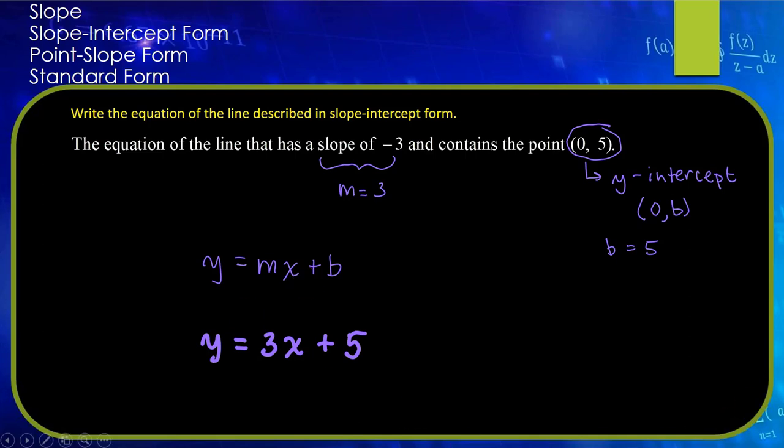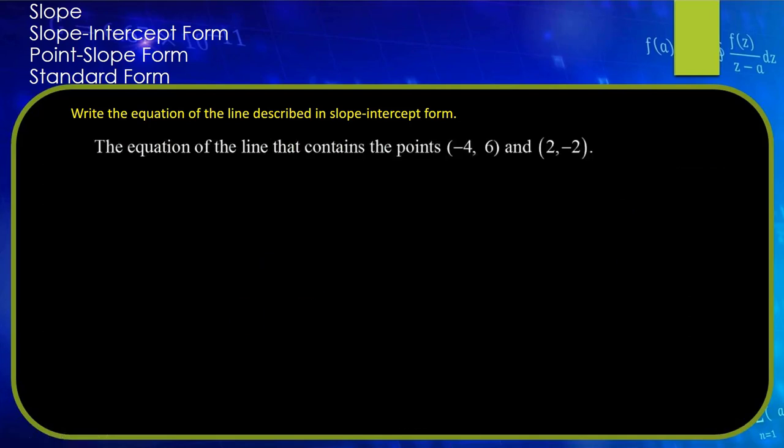The next one's a little bit more challenging. For this one, I'm not given the slope, and neither one of these is a y-intercept. I don't see any x-coordinates of 0 in these two. So there's a couple of ways of handling this. But no matter which way I choose, if I want to write the equation in slope-intercept form, I am going to need to know what the slope is. So I'm going to calculate the slope.